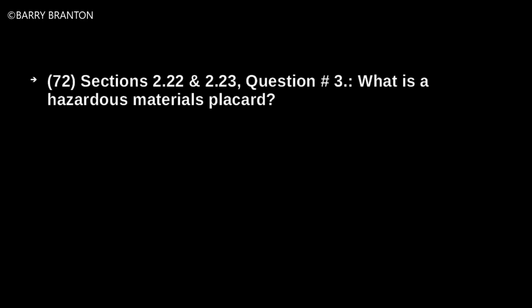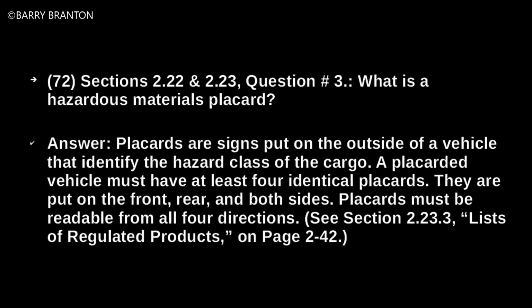What is a hazardous material placard? Placards are signs put on the outside of a vehicle that identify the hazardous class of the cargo. A placard vehicle must have at least 4 identical placards. They are put in front, rear, and both sides. Placards must be readable from all 4 directions.